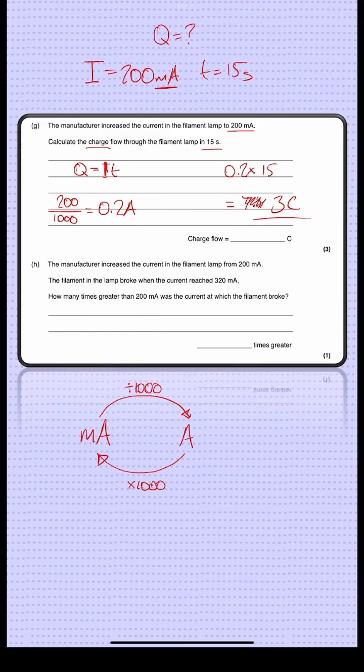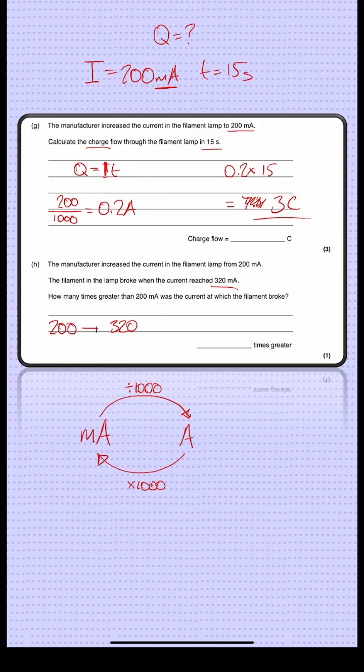Part H. The manufacturer increased the current in the filament lamp from 200 milliamps. The filament in the lamp broke when the current reached 320 milliamps. How many times greater than the 200 milliamps was the current at which the filament broke? So how many times bigger is 320 from 200? This is like a maths question, guys.